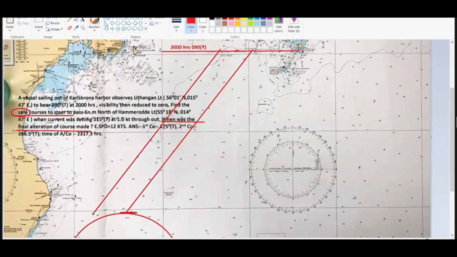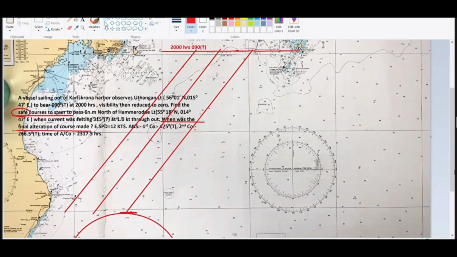Now, what am I supposed to do? I have to complete this. So what will I do? This 090 is the position line. I will transfer it parallel to this, north of the Hammerod point. These are north of the Hammerod point. I will be transferring it.